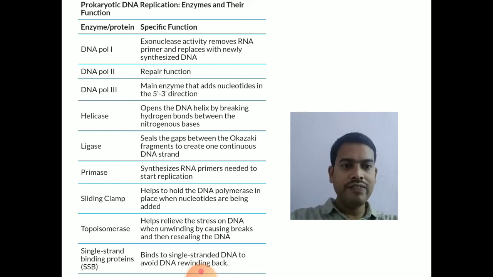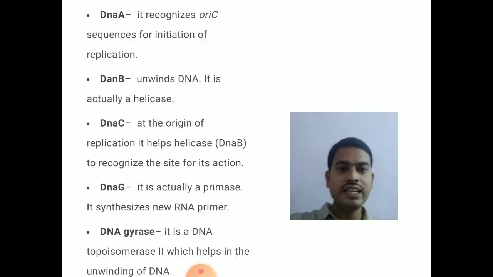During unwinding, there will be a torsional strain on the other side of the DNA that will be removed by the topoisomerases. And single-stranded binding proteins will prevent intra-strand duplex formation, that means rewinding of the double-stranded DNA which is unwound during the process of DNA replication. So these are the enzymes that are involved in the process of DNA replication. These enzymes also have some other names, which we will see in the next slide.